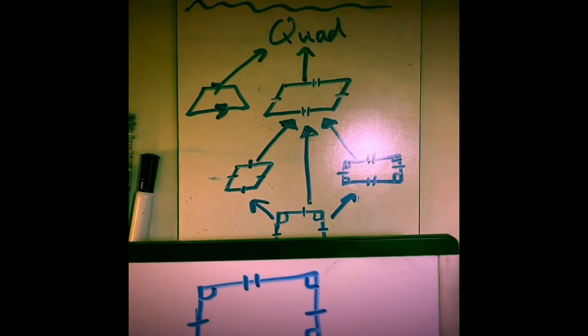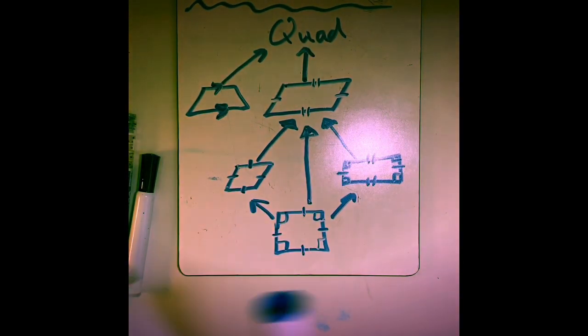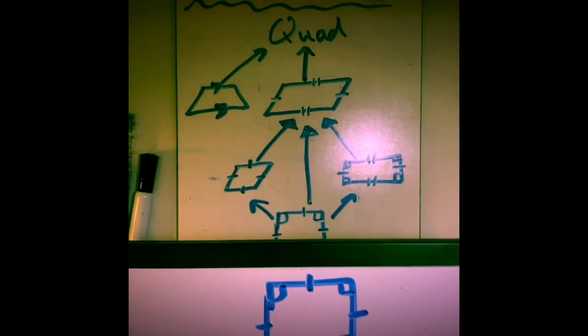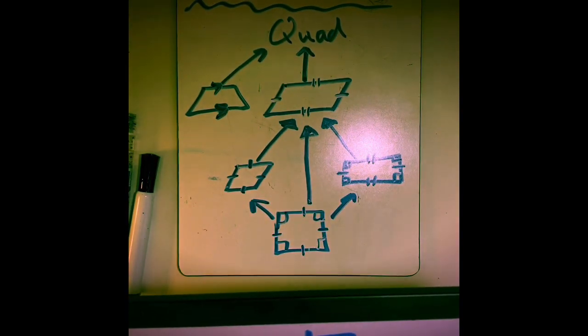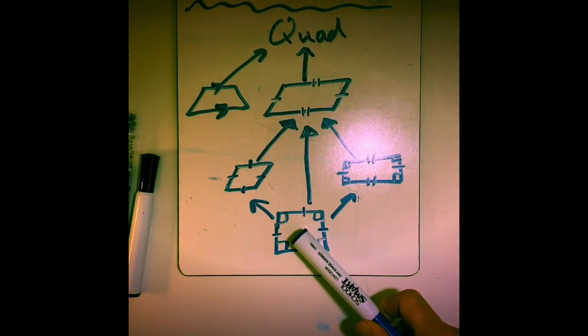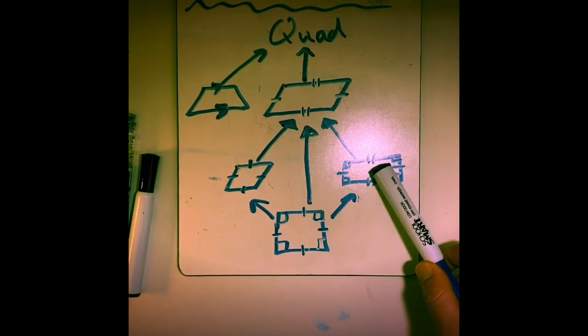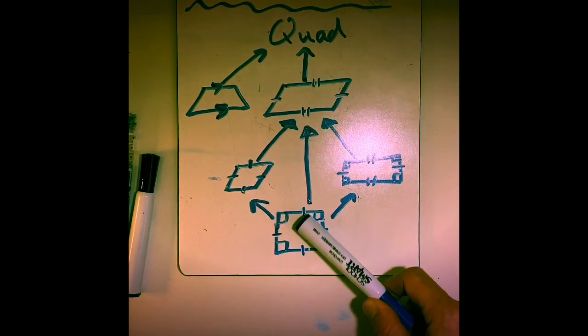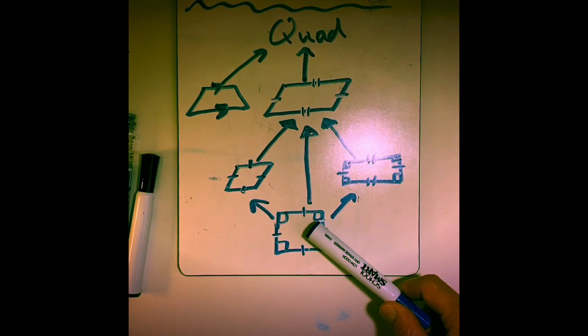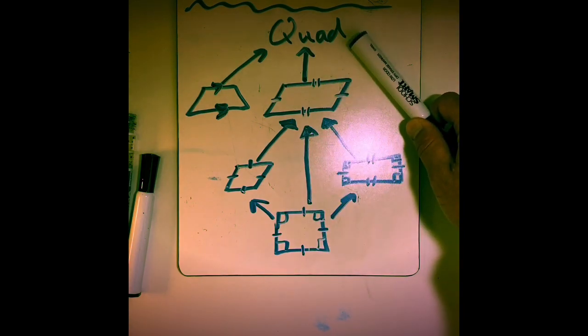Let's do another one. Oh, the square. I call the square the boss. Why? Because it can be all of these shapes. So if I find square on my hierarchy, a square can be a rectangle, a square can be a rhombus, a square can be a parallelogram, and a square can also be a quadrilateral.